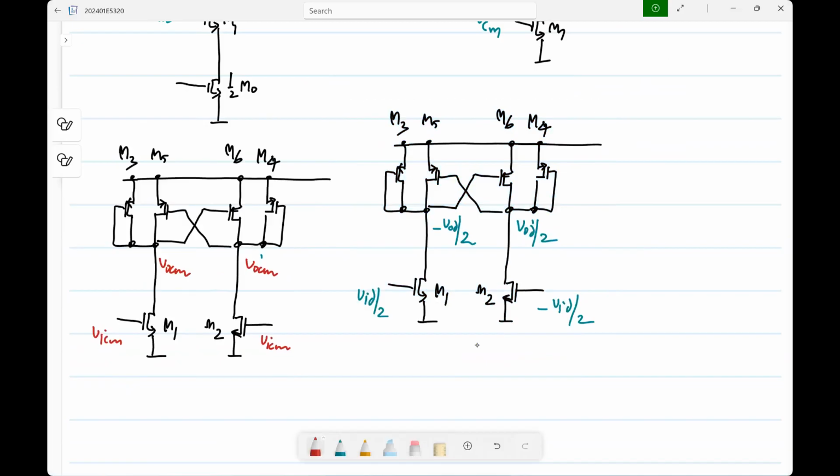Now please evaluate the differential and common mode gains for this by drawing the half circuits. What I suggest you do is the NMOS transistors you model using only GM. The PMOS transistors have both GM and GDS. And let's assume that M3, M4, M5, M6 are all identical, for simplicity. So please draw the differential and common mode half circuits and evaluate the differential and common mode gains.